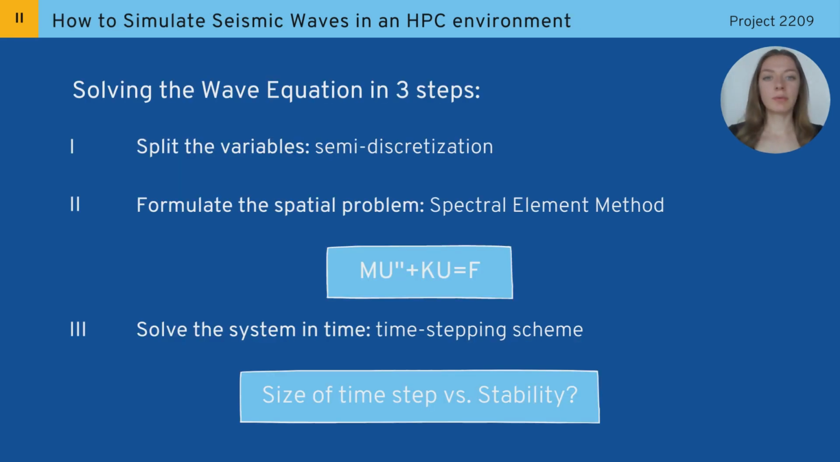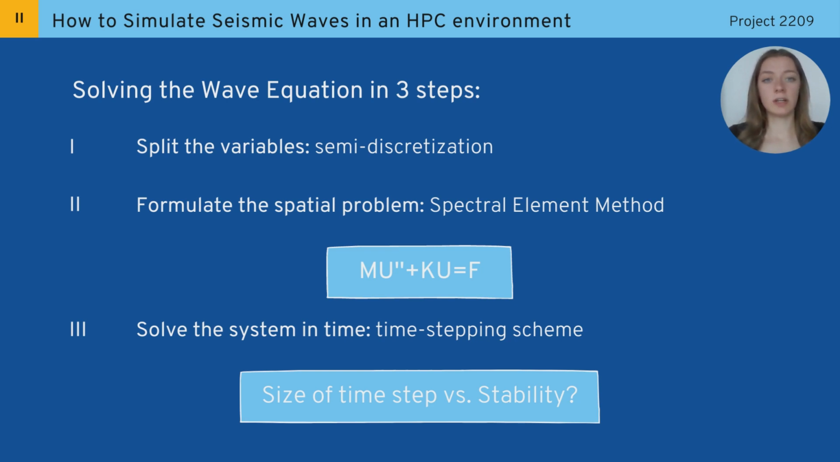Now that we know why we want to simulate seismic waves, we can move on to how. This will unfortunately be a very shallow explanation, but I've written a blog post that goes into more detail if you want to know more. What we want is to solve the wave equation, which is a second-order PDE in space and time. This can be done in 3 steps.